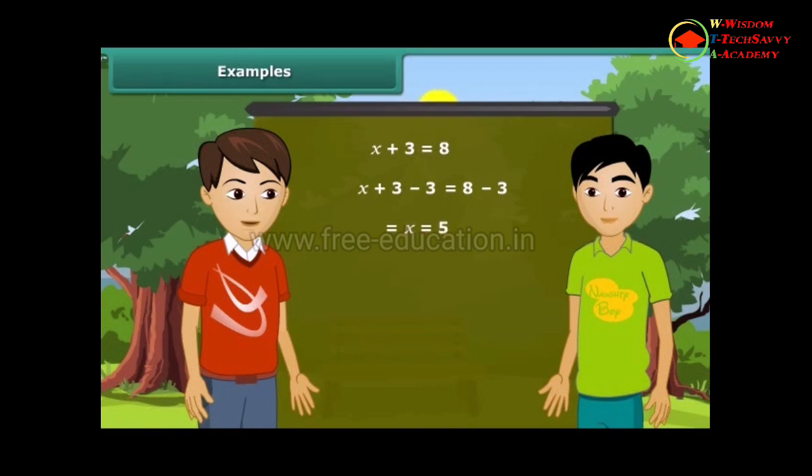But why should we subtract 3 and not some other number? It is because subtracting 3 reduces the LHS to x. Are you sure that this answer is true? We can check this by placing the answer in place of x. If left-hand side is equal to right-hand side, then the answer is correct. We can see that here LHS is equal to RHS. Hence, our answer is correct.